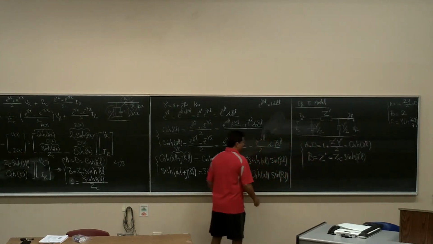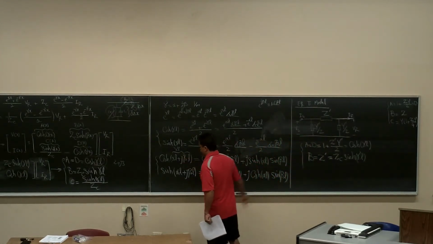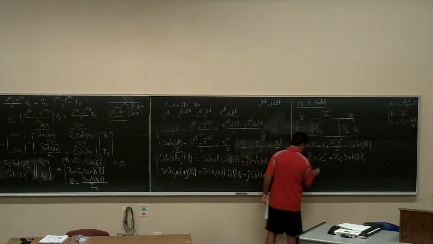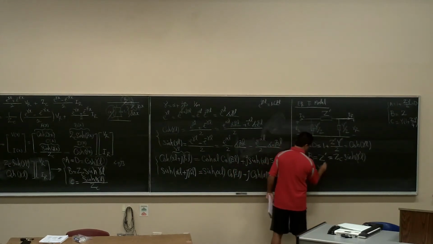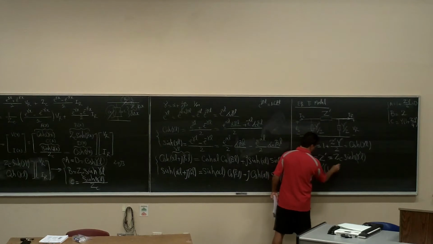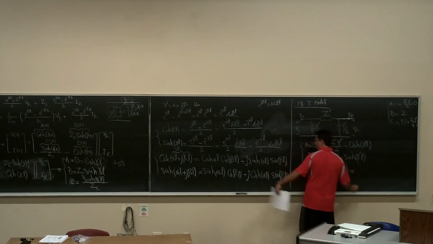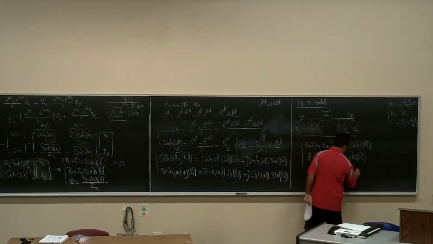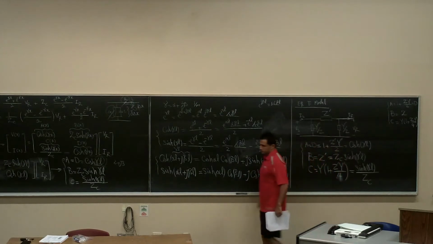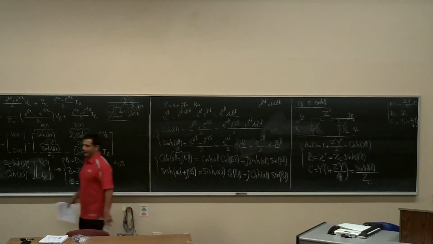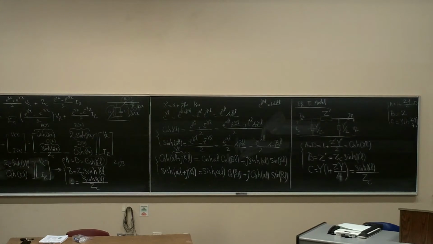Right? How about C? I'm going to put it here. C is going to be, based on that, Y prime times 1 plus Z prime Y prime over 4, which is, I have it over there, sine hyperbolic gamma over ZC. So now I need to calculate Z prime and Y prime based on this equation.